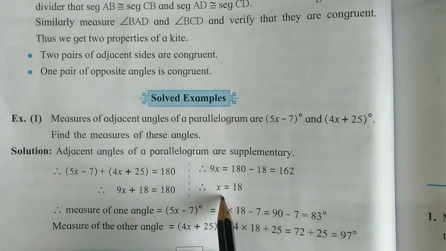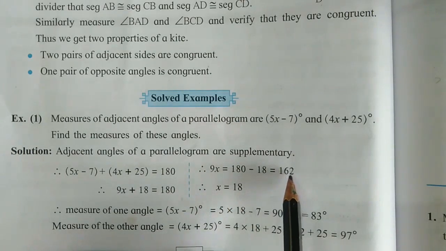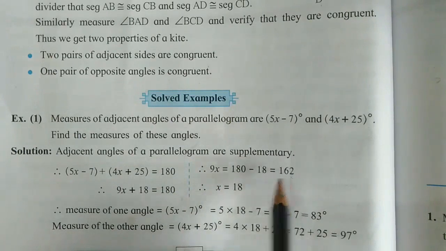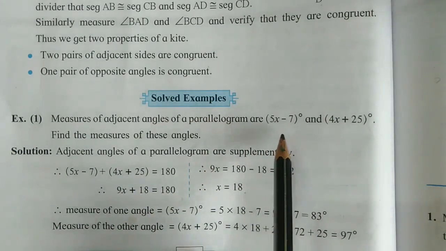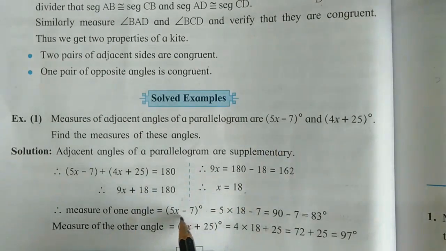So therefore 162 divided by 9, it is 18. So measure of one angle is 5x minus 7. Put the value of x into this measurement. So it becomes 5 multiplied by 18 minus 7. So 90 minus 7 is 83 degree.